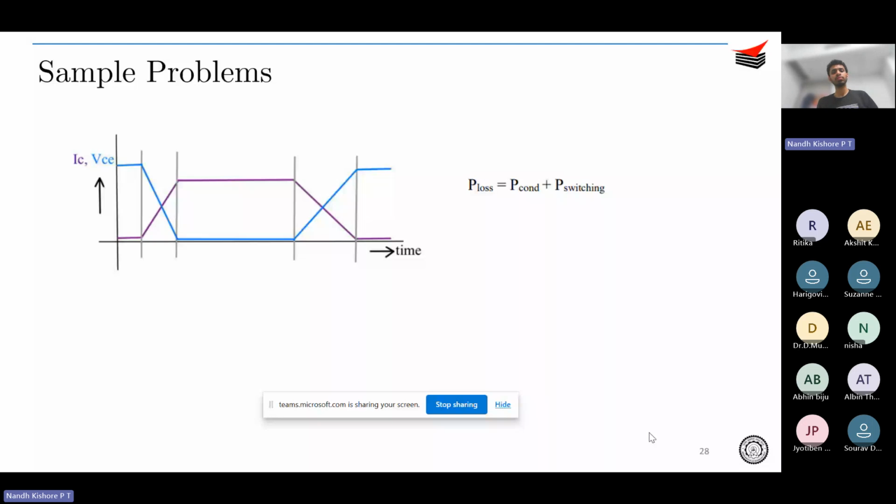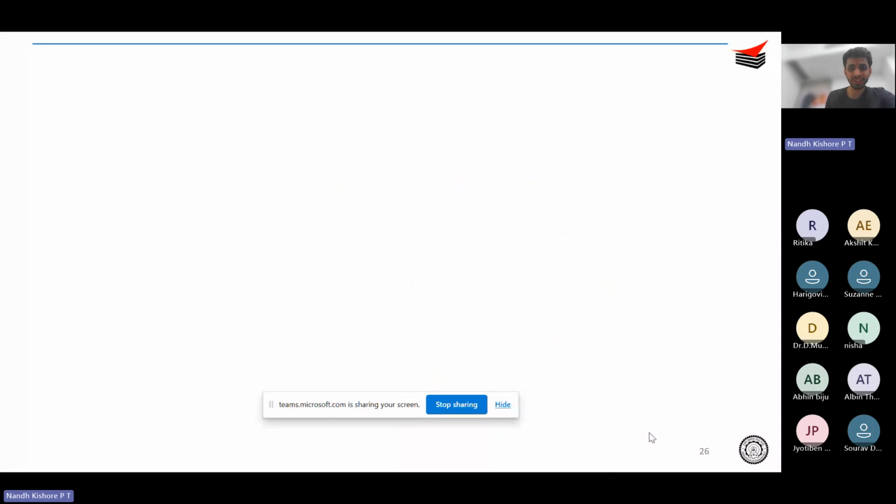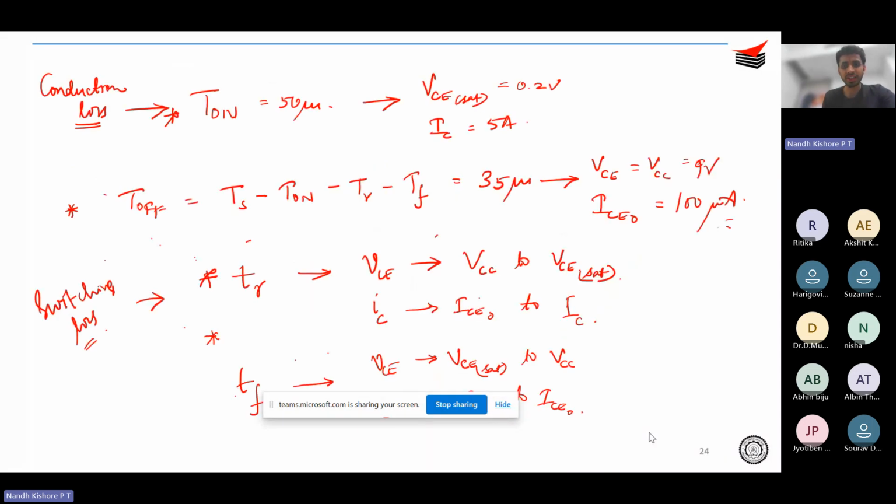Okay. So as I told, P loss is conduction loss plus switching loss. Okay, so as I was telling, for conduction loss, we take the entire on period and the off period. So what happens during on period? Your VCE is 0.2 and IC is 5, and it happens every time when the device is on in the switching cycle. So what happens during switching?